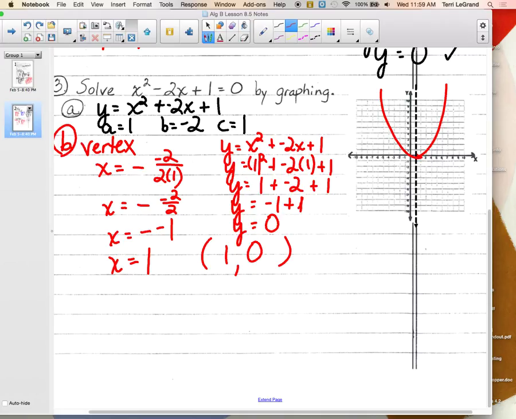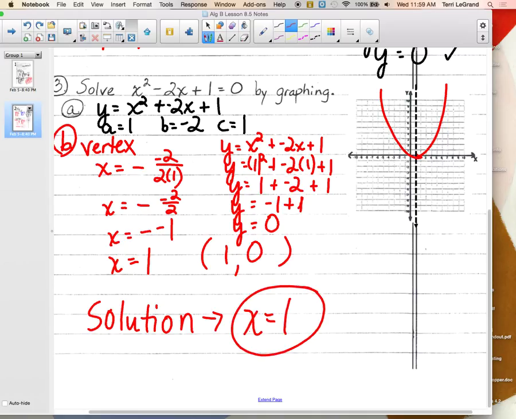There's only one solution this time. It is what? X equals 1. Would we have to do a check problem for this one? We already did, didn't we? Oh, that was a nice one. Love it when the vertex is on the x-axis. Okay. Any other questions?